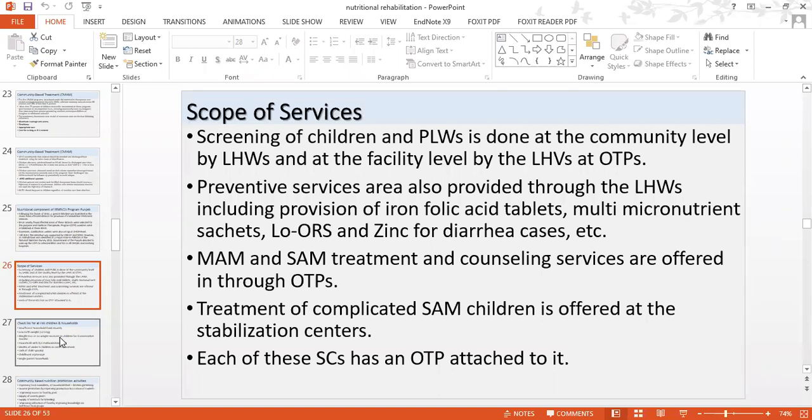Both moderate and acute malnutrition treatment and counseling services are offered at OTPs, and complicated severe acute malnutrition children are referred to the stabilization center. Each stabilization center has an OTP counter attached to it.